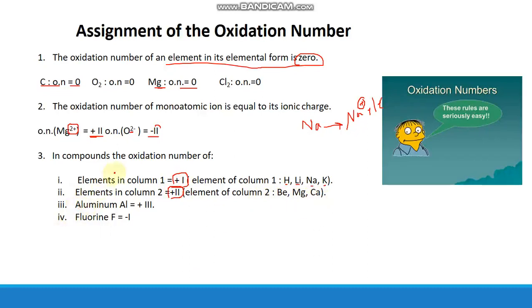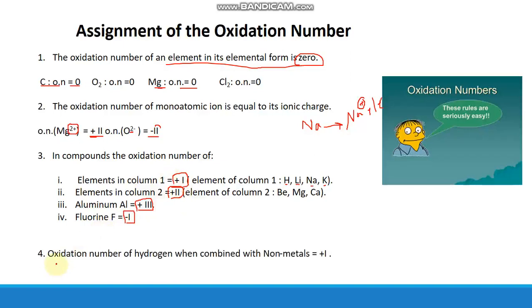Aluminium, if it is found in a compound, its oxidation number is +3, and fluorine F, if it is found in a compound, its oxidation number is -1. You should memorize these rules. Okay.